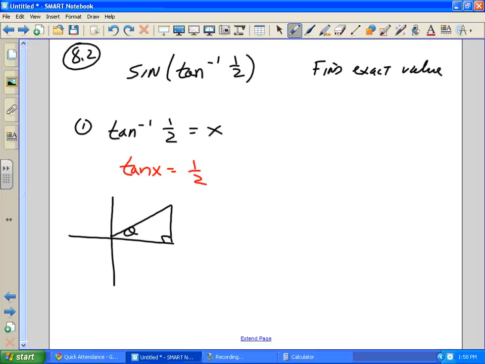What is the ratio for the tangent? Sine over cosine, or in other words, opposite over adjacent. You need to find the hypotenuse.